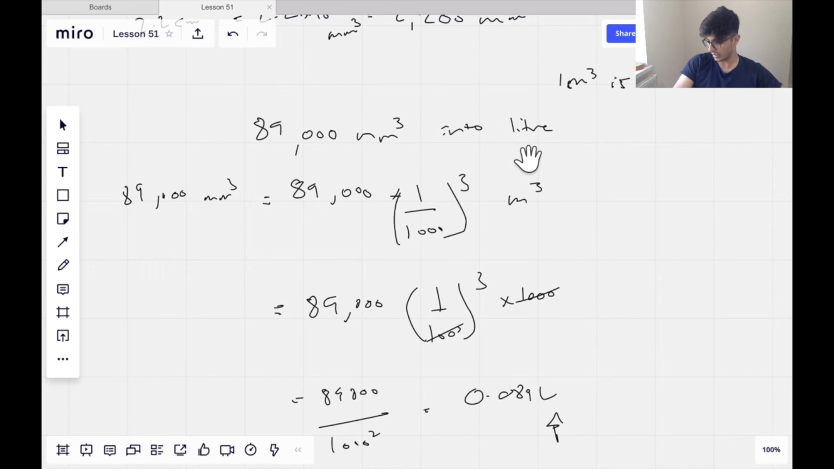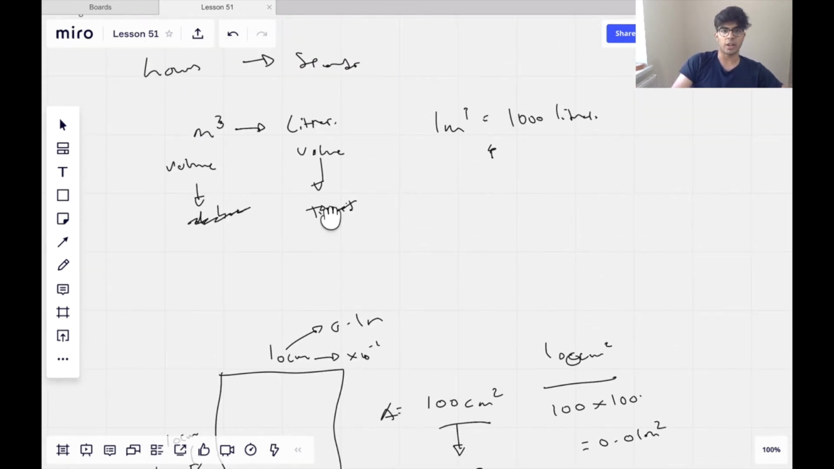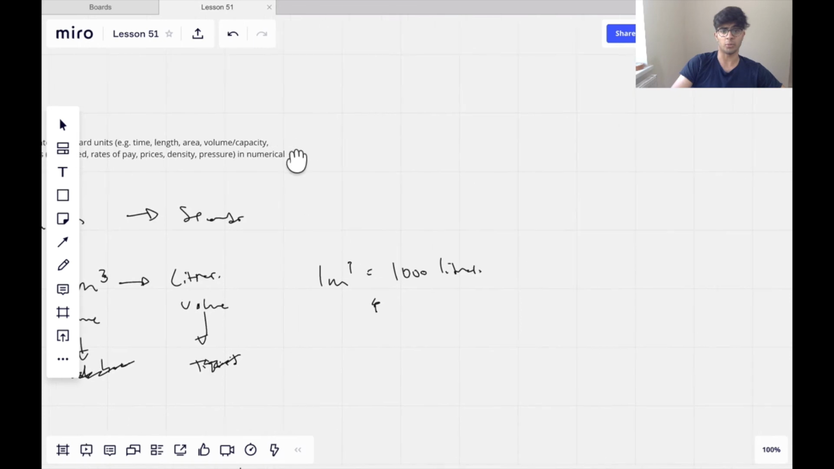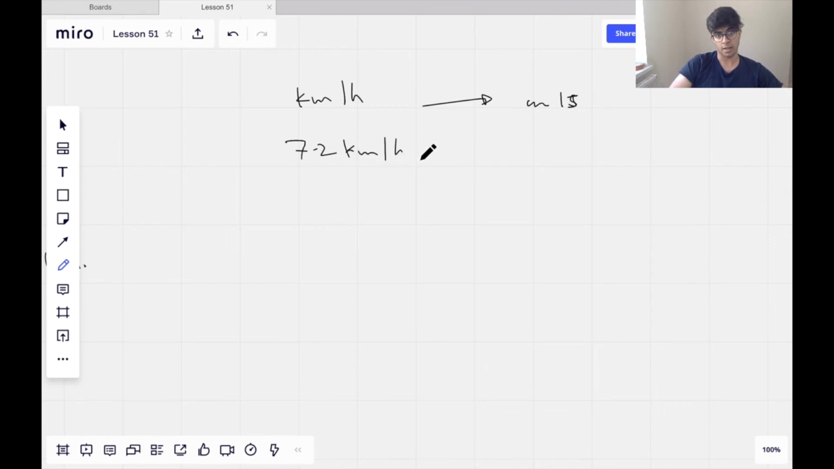Now that we've understood how to deal with area and volume ones, we have to think about compound units. For speed, for example, we might have kilometers per hour, and another unit of speed measurement is meters per second. If you want to go from this to this, you have to think it through as well. Say we were asked to convert 7.2 kilometers per hour into meters per second.